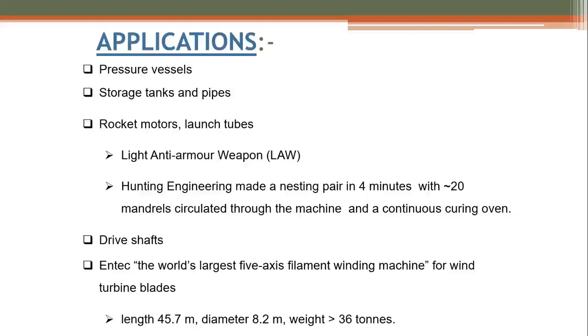And Hunting Engineering made a nesting pair in 4 minutes. So this is an example. They can be made in 4 minutes with a nesting pair, with approximately 20 mandrels circulated through the machine, and drive shafts can also be made. The world's largest 5-axis filament winding machine is for wind turbine blades. So these are all the different types of applications used in the filament winding process.